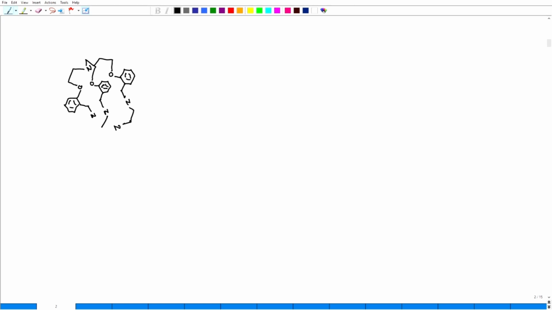AND logic gate. Very clever design, this AND logic gate.